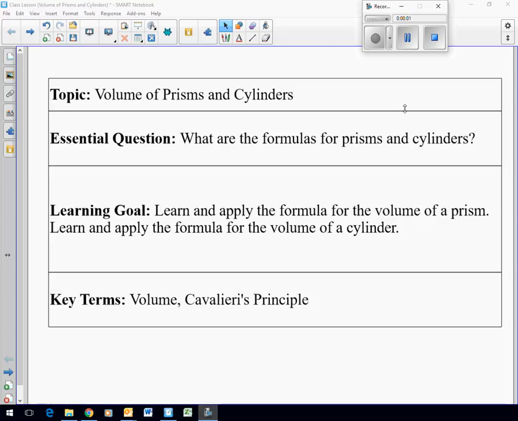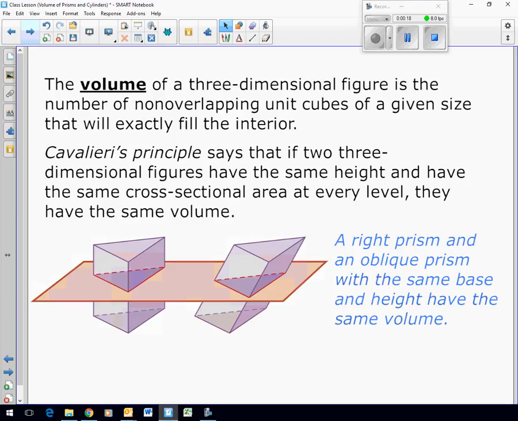We have to talk about the volume of prisms and cylinders. Thanks, sir. What are the formulas for prisms and cylinders? We need to learn and apply the formula for the volume of a prism. Learn and apply the formula for the volume of a cylinder. Volume and Cavalieri's principle are our topics.